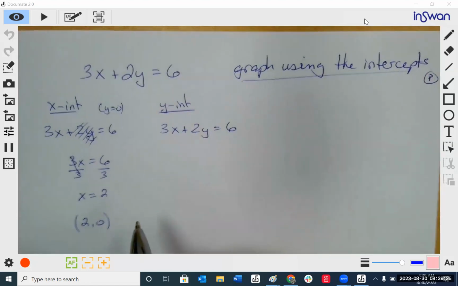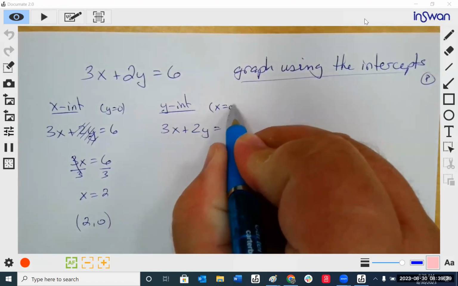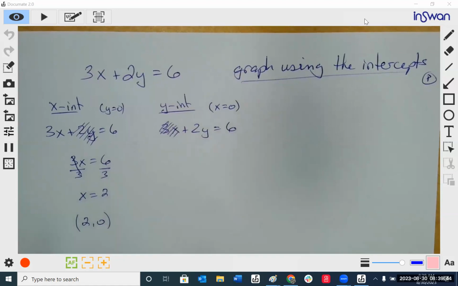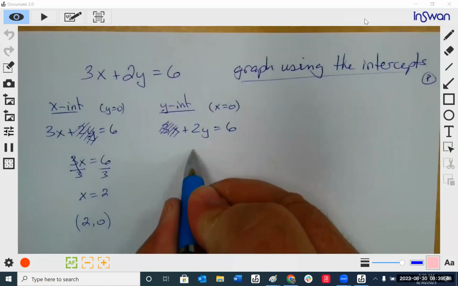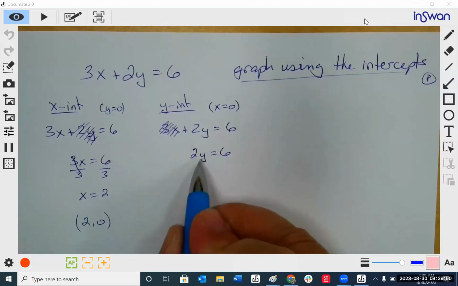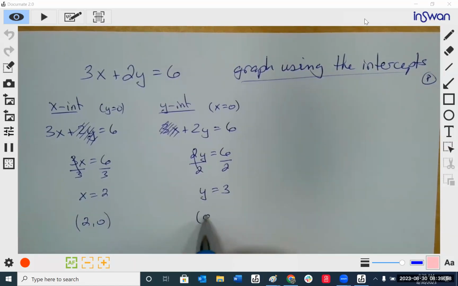Do the same thing with the y-intercept. With the y-intercept, get rid of the x, because we only want the y value. So erase anything with x, we get rid of it. This is 2 times y, so opposite of times is divide. Divide both sides by 2. So your location is (0, 3).